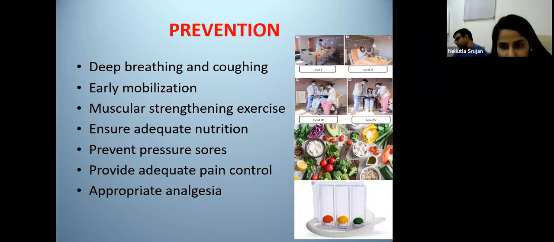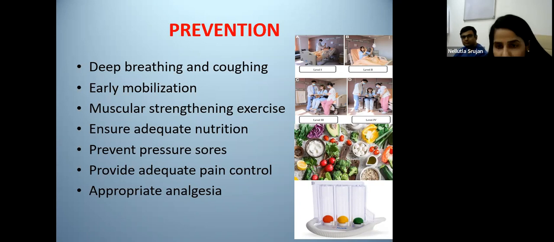And early mobilization is nothing but, at least on the next day or the third day, the patient has to get mobilized from the bed with assistance provided. Only with the help of some assistance can the patient be mobilized. That is to regain his energy. So to help him regain and become independent, we do this mobilization. Muscular strengthening exercises I've already told before.